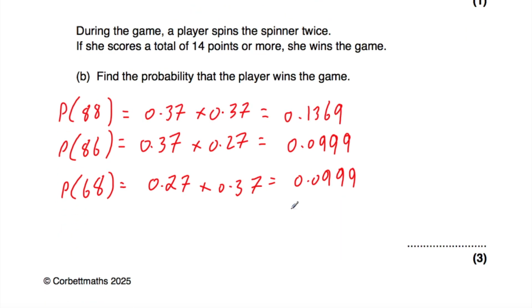Now we just need to add them together and see what we get. If we add them together, that's equal to 0.3367. So that means the probability that the player wins the game is 0.3367. And that's it. Okay, let's look at our next question.